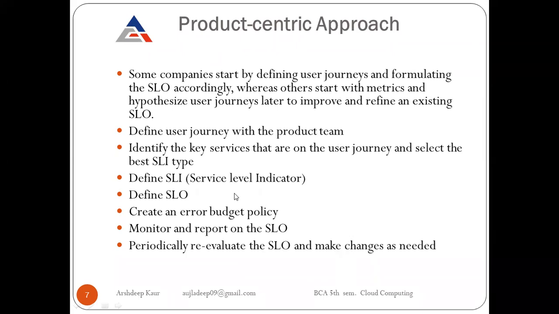Then we have to define the SLO, service level objective. We have to set the objectives of the service, that for this we have to work. Then we have to create an error budget policy. Then we have to continuously check and report on the SLO. If we are achieving such objectives, it means we are going good in the business. If we are not achieving, then we have to take some steps, and we have to reevaluate the SLO again and again until we get the success for which we are doing the business.